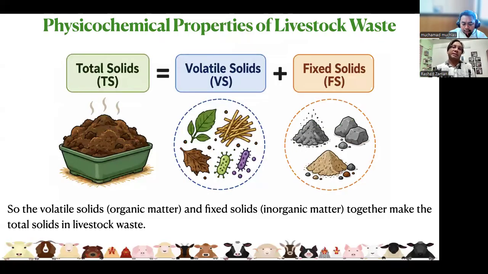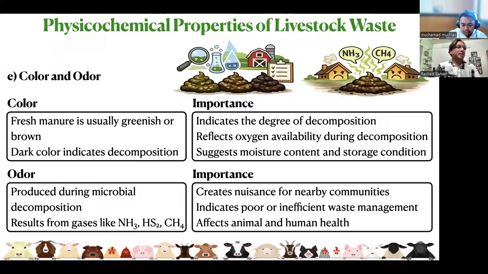So here we can see the volatile solids and fixed solids. Together, they make up the total solids of the livestock waste. And this is the relation between the three different types of solid material that are present in the livestock waste. Now we will focus on the color and odor of the livestock waste.